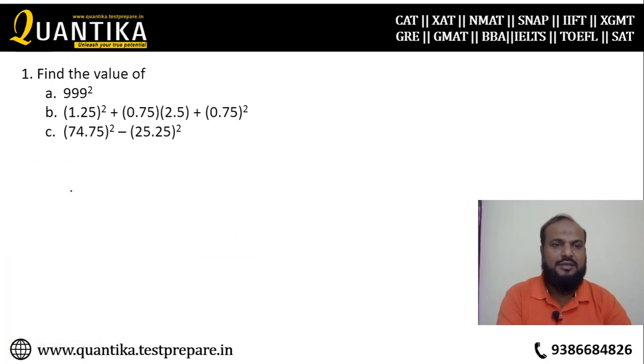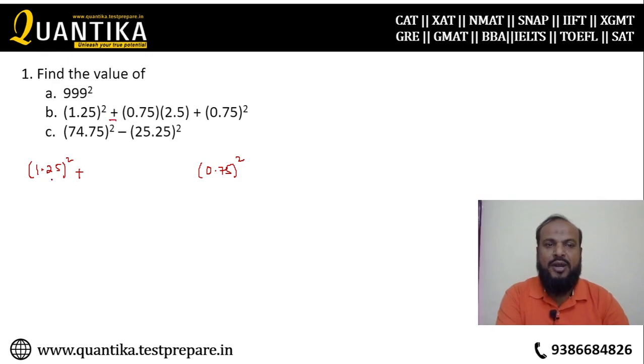Look at the question closely. This is 1.25 whole square. So this takes the form of a square. Then again 0.75 whole square. This takes the form of b square. Now plus 2ab. We need 2ab, right? Because there is a plus sign. But I could not see 1.25 here. Can you see 1.25 here? No. I can see 0.75, which is from here. But if I write 2ab, 2 into 1.25, this 2 into 1.25 is nothing but 2.50, which is present here.